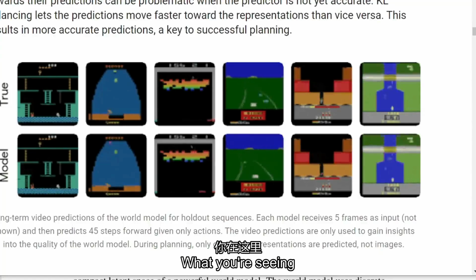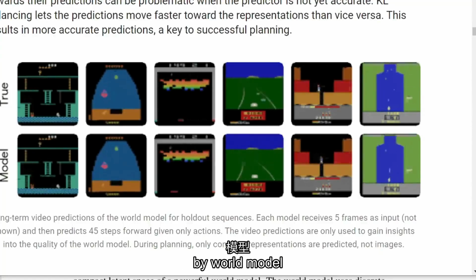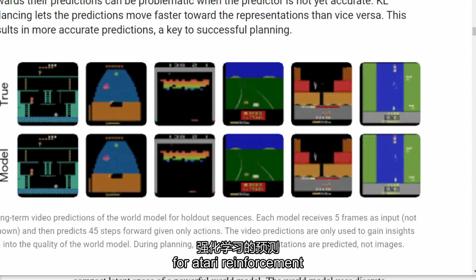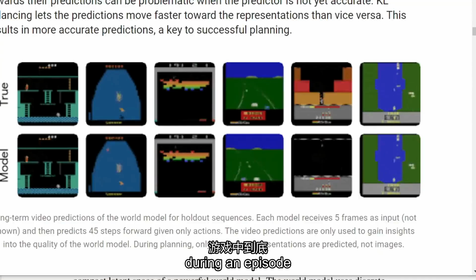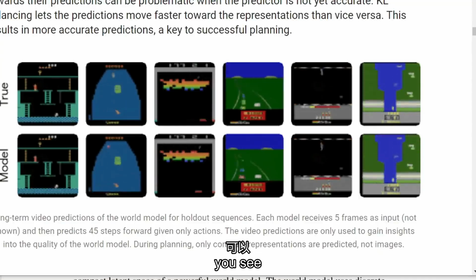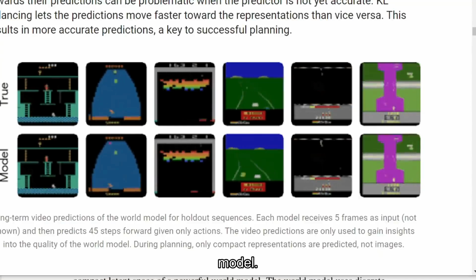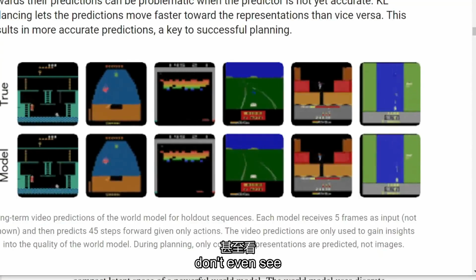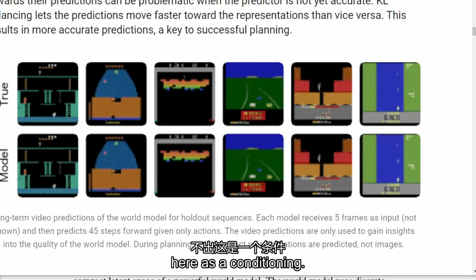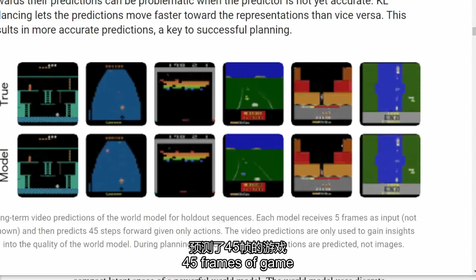Hi there. What you're seeing here are predictions by a world model learned for Atari reinforcement learning. On the top you see what really happened during an episode of play, and on the bottom you see the predictions of this world model. The world model just gets 5 frames at the beginning, which you don't even see here, as a conditioning, and then it predicts 45 frames of gameplay.